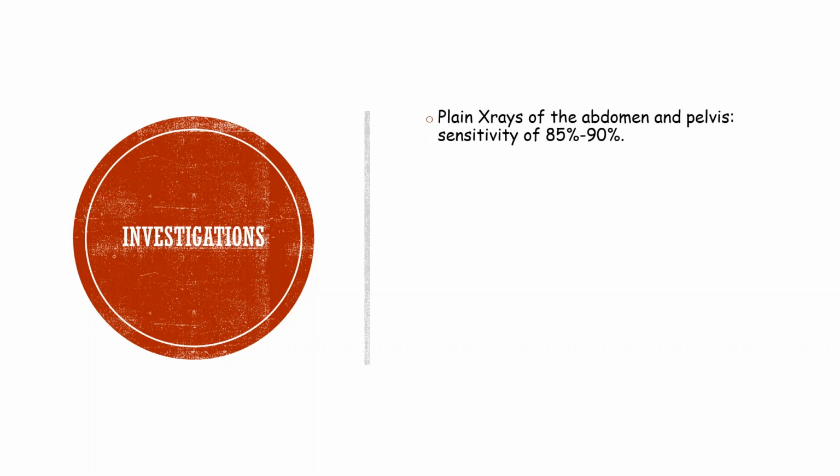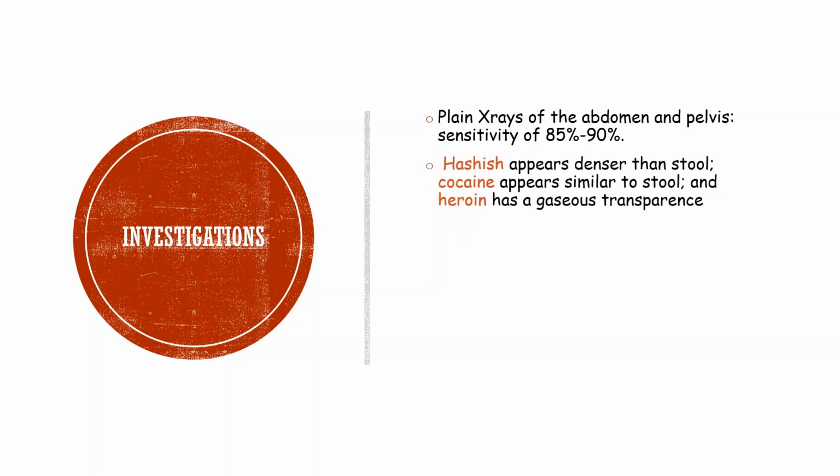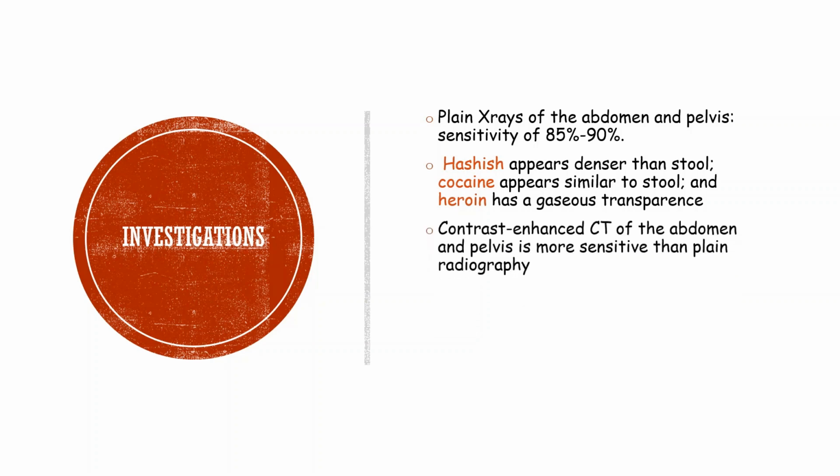Plain X-rays of the abdomen and pelvis have a sensitivity of 85 to 90%, which is very good. Hashish appears, for example, denser than stool on an X-ray. Cocaine appears similar to stool, and heroin has a gaseous appearance. So it can help us differentiate which drug is present in the body to some extent.